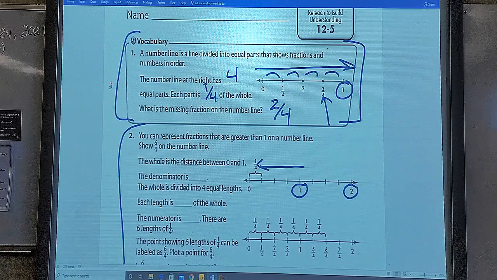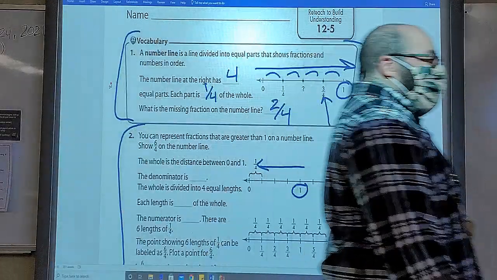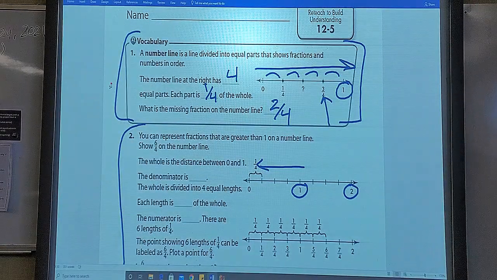Okay, guys. Now, I need everybody with their math page. This math page needs to be open no matter if you're done with it or not. Right now. Let's go. Go ahead and sharpen it. We are going to go over this one together.